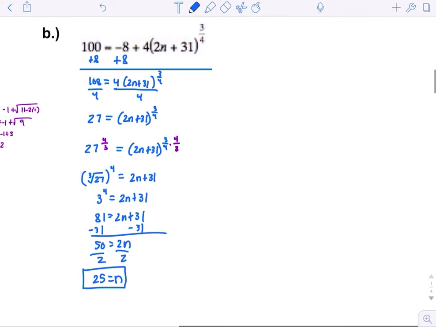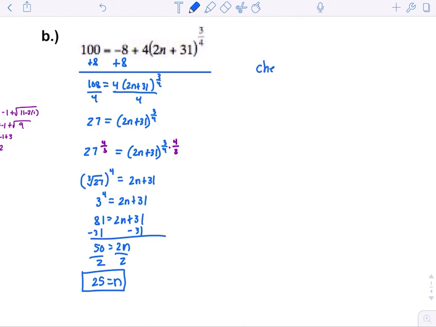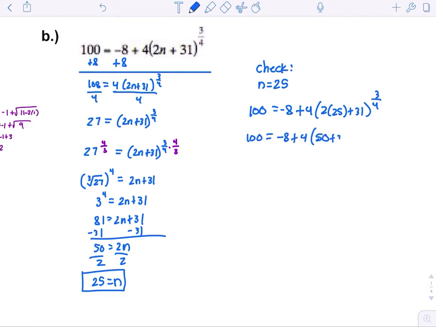Okay, now I'm going to plug that back into the original to see if we got the same answer. So 100 is equal to negative 8 plus 4 times (2 times 25 plus 31) to the 3/4 power. 2 times 25 is 50, plus 31. 100 is equal to negative 8 plus 4 times 81 to the 3/4 power. Remember, the denominator of that fraction is the root.